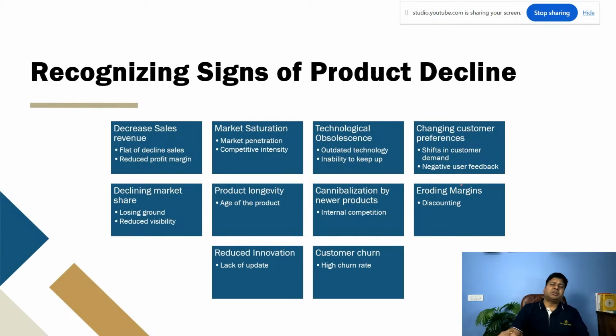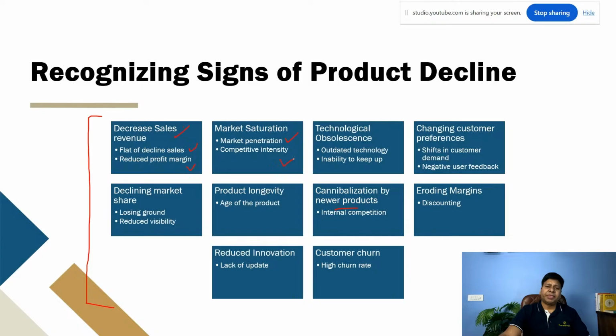First of all, how to recognize that we are at the declining phase of the product life cycle. There are certain parameters, certain examples here. We need to see: are we really in the declining phase or not? There may be a combination of two or three of these. First, we need to see whether the sales revenue is decreasing or flat, and whether there is a reduced profit margin. There is market saturation. Market penetration is already done, the market is saturated.